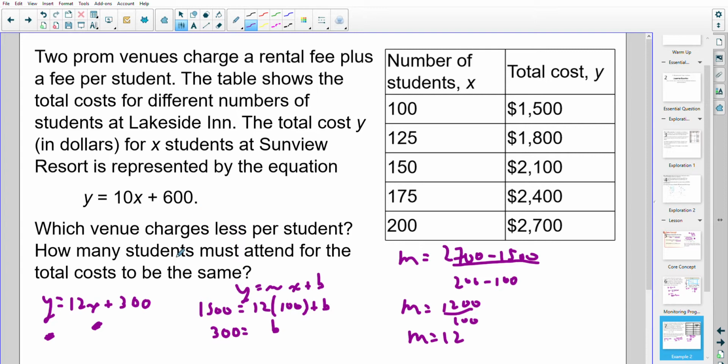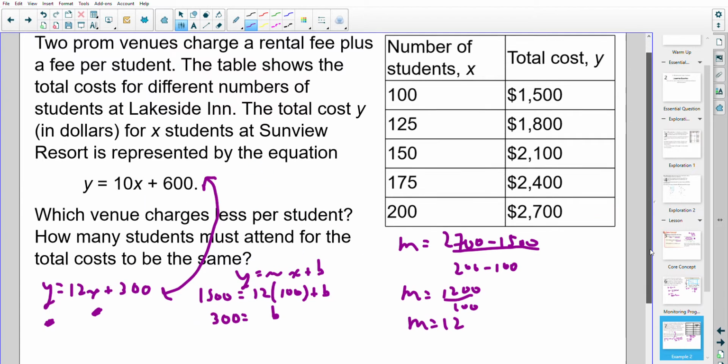And then the next question is, what happens when the cost would be the same? How many students would it take? In other words, what you're doing is comparing the two venues of this rental, and you're trying to figure out when they are the same.